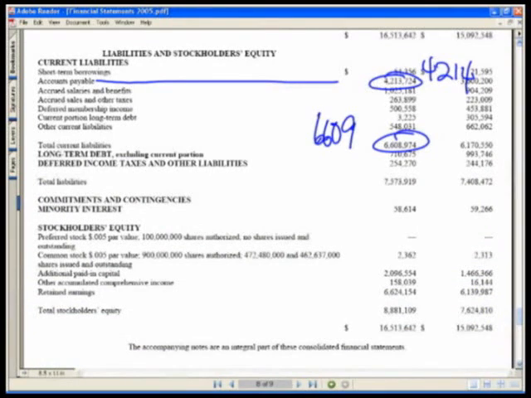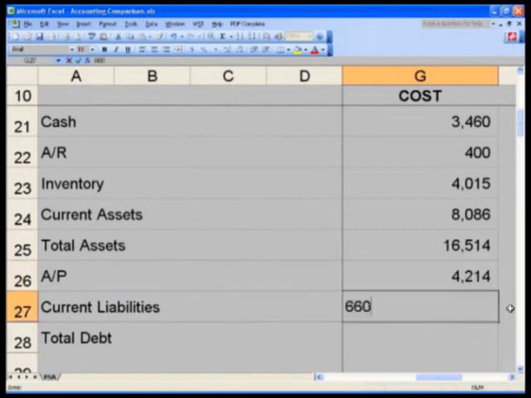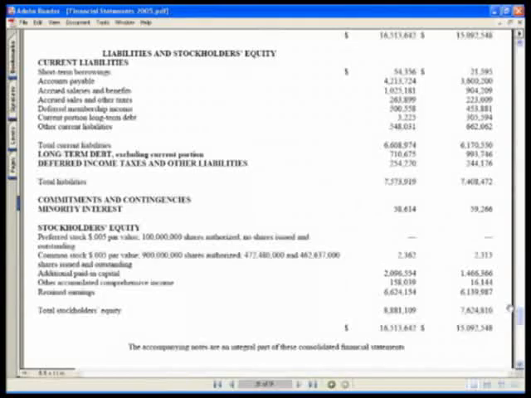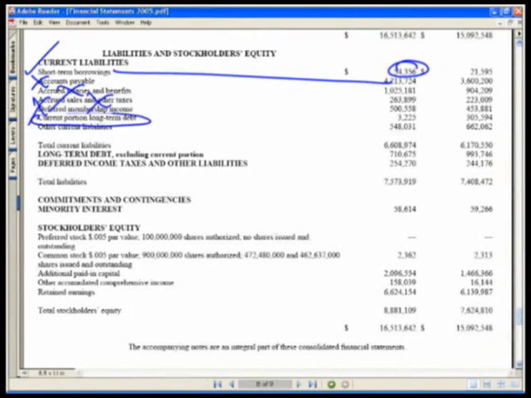Let's take a look at accounts payable. 4,214 on a rounded basis. Current liabilities, 6,609 rounded. Take a look at our equity amounts. We'll come back to that in a second. Our equity amount is going to be 8,881, piece of cake. So let's go ahead and input those three numbers into our liabilities and equity section. Accounts payable was 4,214. Current liabilities 6,609. Total debt, let's skip that for a second. Equity was 8,881.